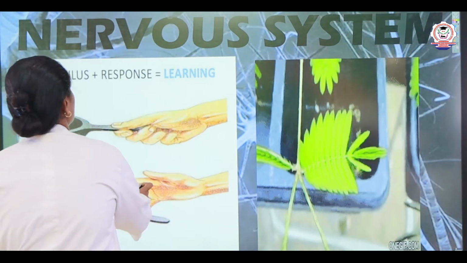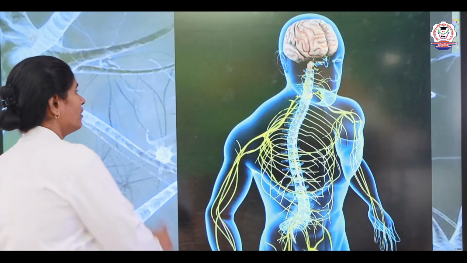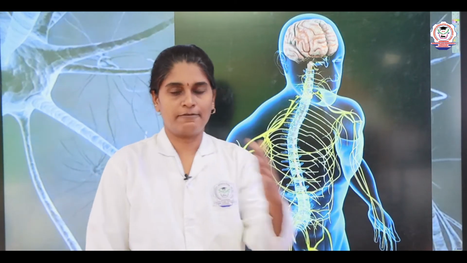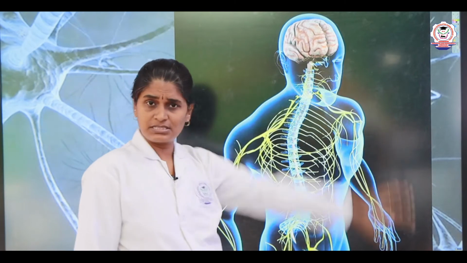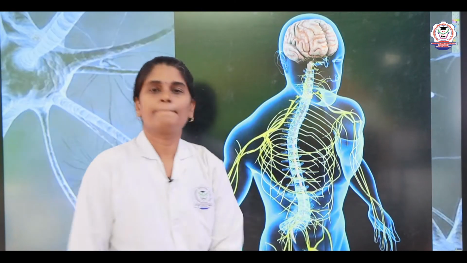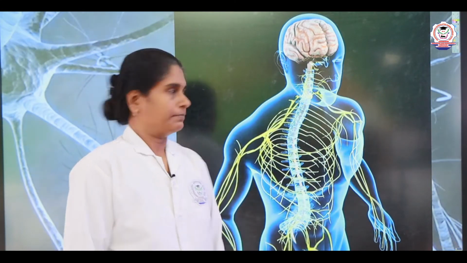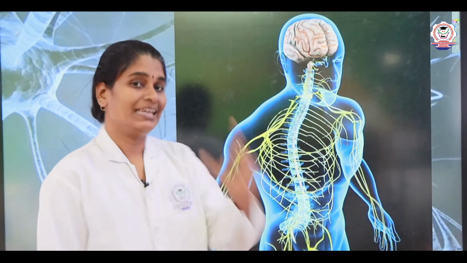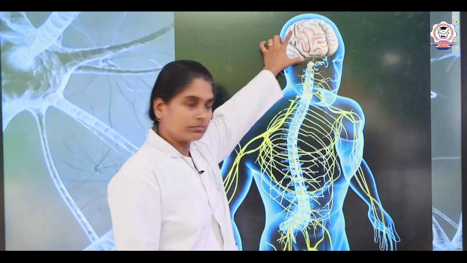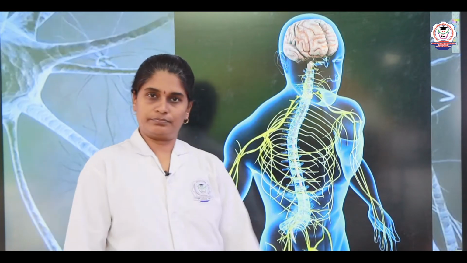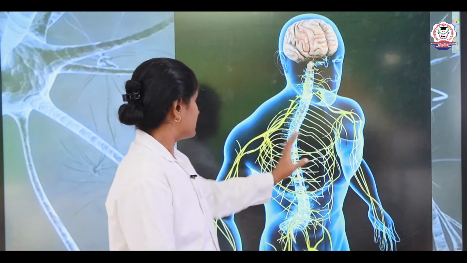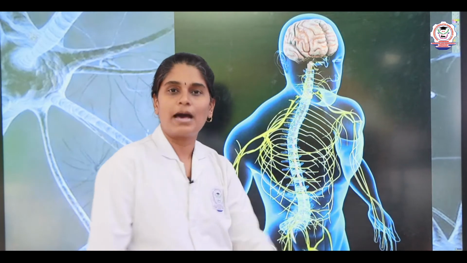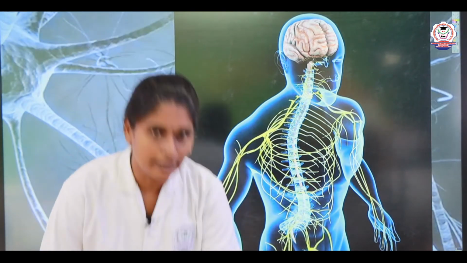Now, how does this nervous system function in our body? As I said, there are two types of nervous system. One is the central nervous system, the other one is known as the peripheral nervous system, right. What is the central nervous system? The central nervous system includes your brain and spinal cord, clear? Next, what are the peripheral nervous system parts? The peripheral nervous system includes all the nerves.